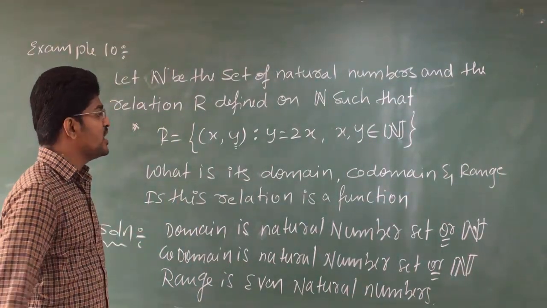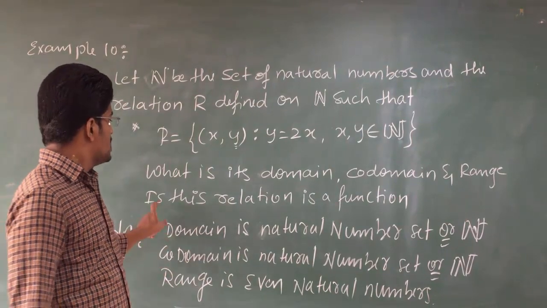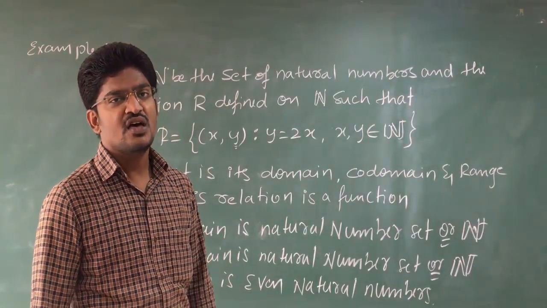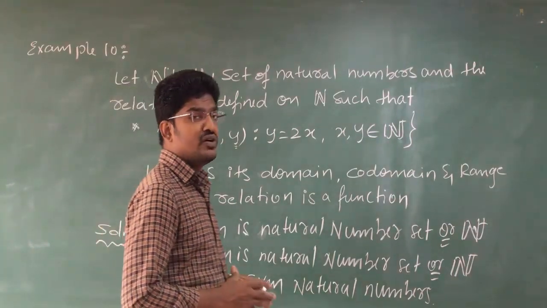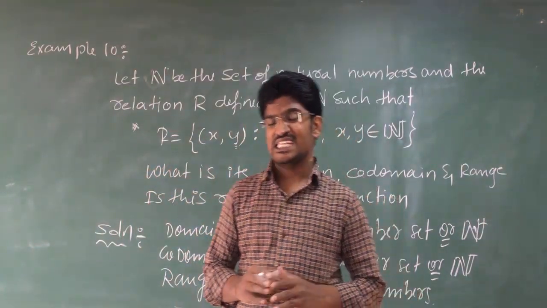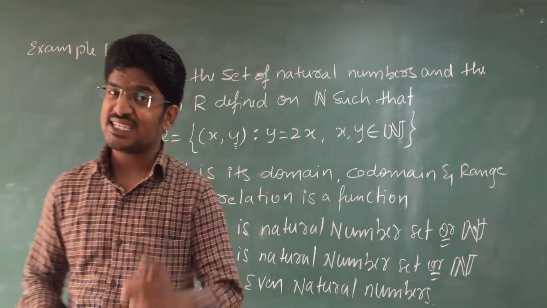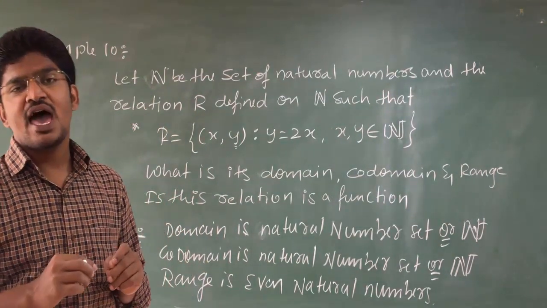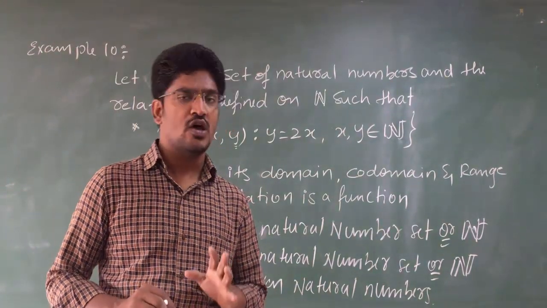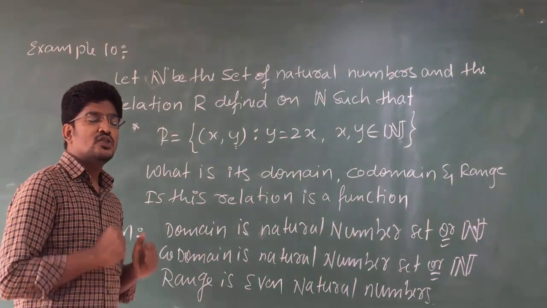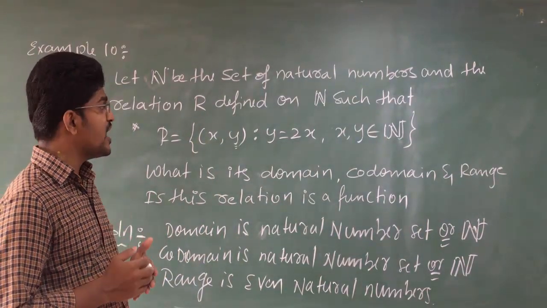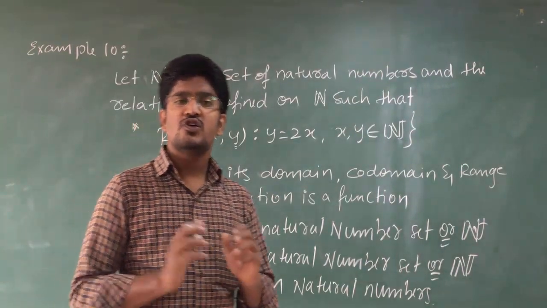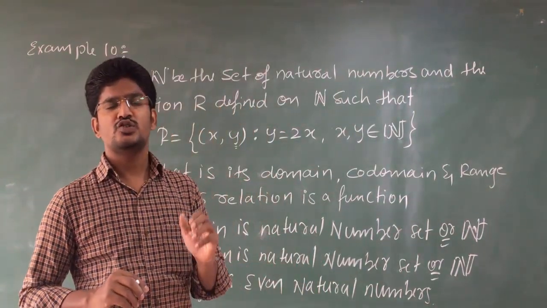The next very important thing is, is this relation a function? Whenever you are finding whether a relation is a function or not, as I said, every element of the domain must have a unique image in the codomain. Is this clear? So then how to check this? Every time you can't have those problems. There must be one trick to solve that particular type of problem. So what is that trick?